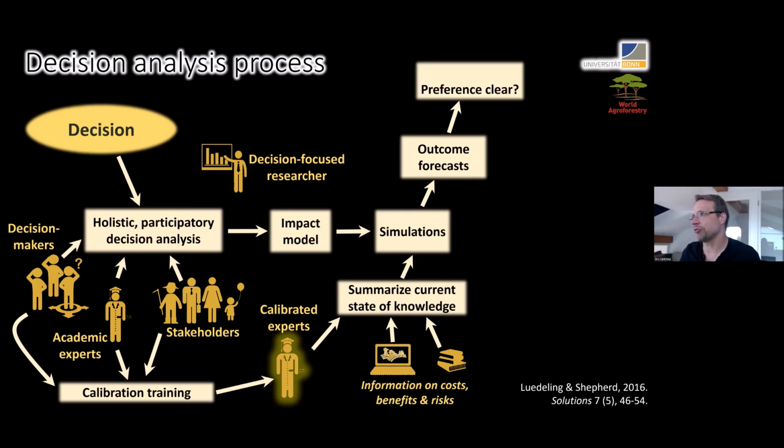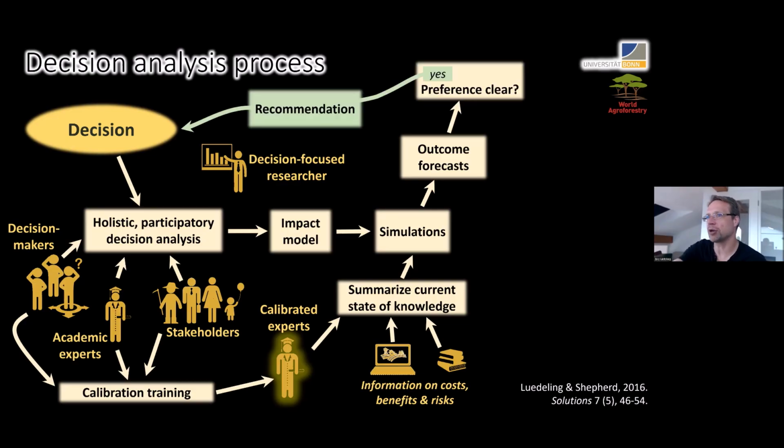Sometimes this is already sufficient for making a great recommendation, so the preference is already clear. So we often find out there's many things that are unknown, but it is actually quite clear that it's a great idea to, I don't know, switch to this new variety because it's definitely going to be so much better than what we had before. So this can sometimes happen, and in those cases, we can immediately make a recommendation and feed back to the decision. But sometimes this is not clear.